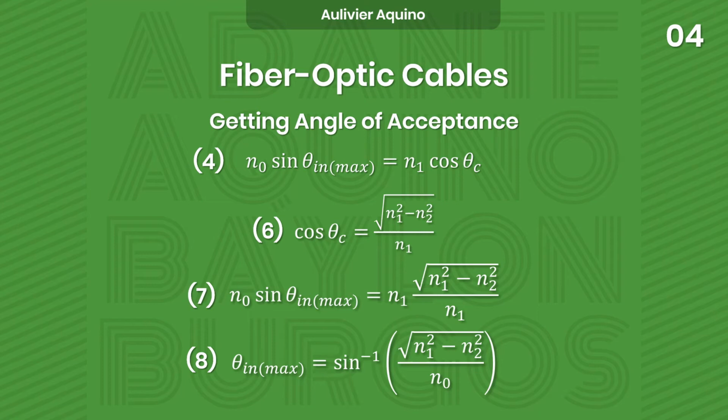Generally, light enters the fiber from an air medium. This is why n0 can be taken as 1, the index of refraction of air, and you might see the equation of the acceptance angle with the n0 already omitted.